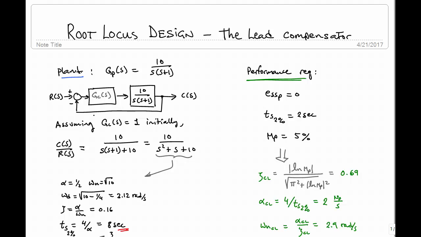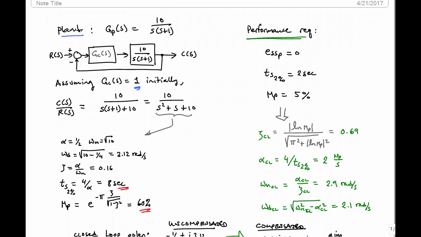I'm calling it GC of S, but initially we'll just assume it is equal to 1, and when we do that we can compute the closed loop transfer function, which is 10 over s squared plus s plus 10, and from this we can determine that alpha is 1/2 and omega n is the root of 10. This tells us that the poles are complex conjugate poles. They have a damping ratio of 0.16 and a damped frequency of 3.12 radians per second, and a real part alpha of 1/2 or -1/2 actually.